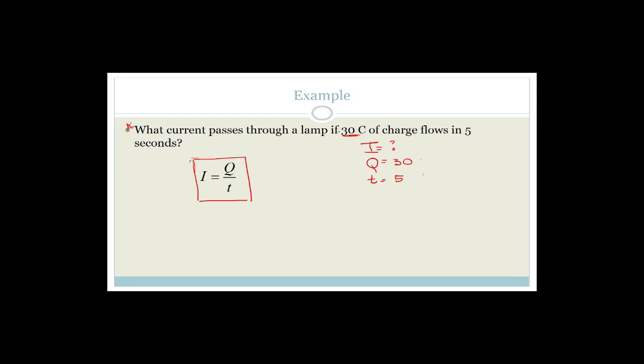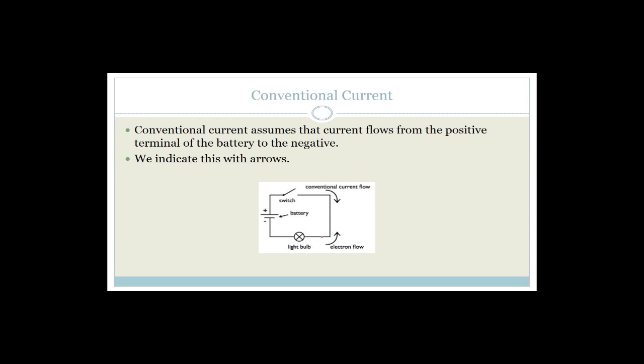Is this in coulombs? Yes, it is. Is the time in seconds? Yes, it is. Awesome. Now we can substitute in. So it's going to be Q, which is 30, divided by 5, which is 6. And then what you always have to do, you always have to put your units in. So it's 6 amperes. Nice and easy.